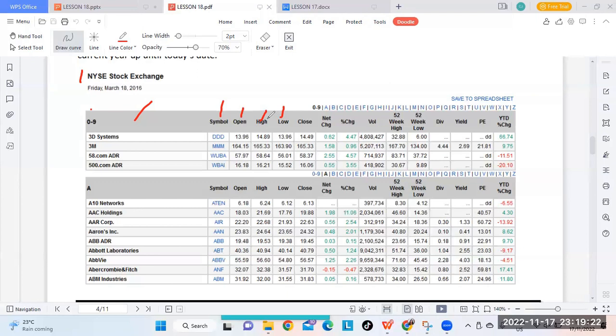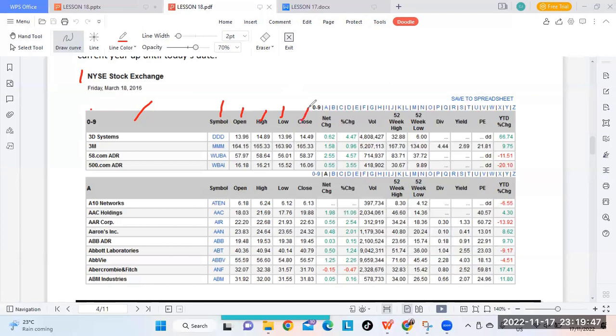And see high, for the high, that is the maximum. And then doon sa low, minimum. So the maximum and the minimum prices that people paid for the stock. Maximum price dun kay high, and then minimum price doon sa low.